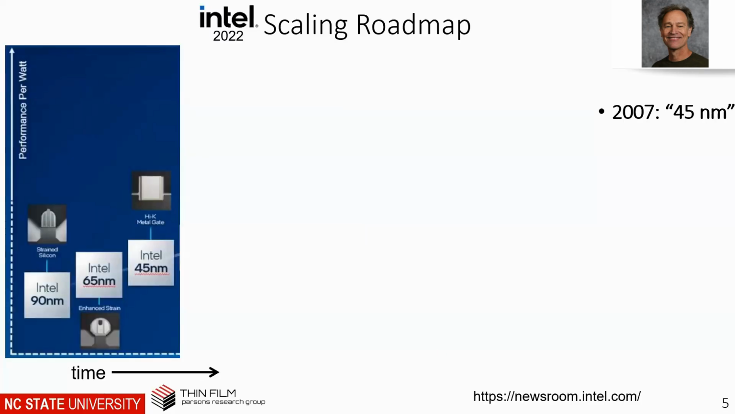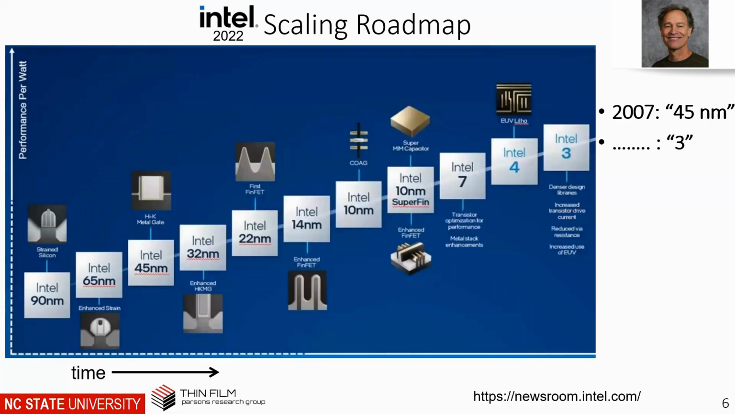So here I'm going back. Intel published this in 2022, their roadmap. So here is their roadmap. This was where they were in 2007, the 45 nanometer node. And then they went like this. They went to the 32, 22, 14 nanometer, 10 nanometer. Then they went to the 7.